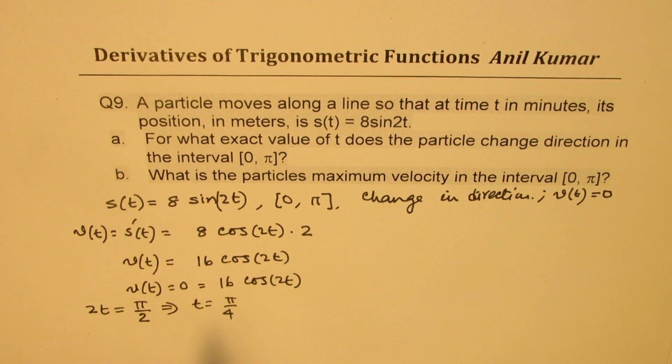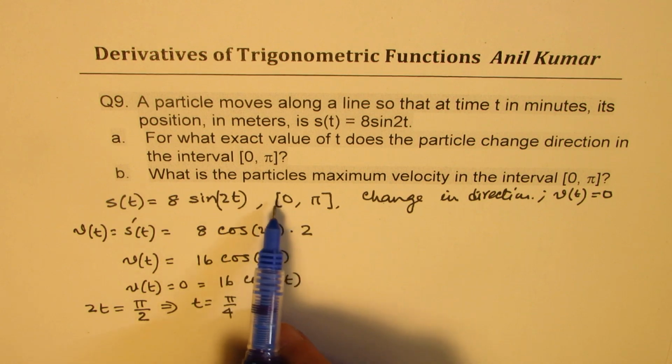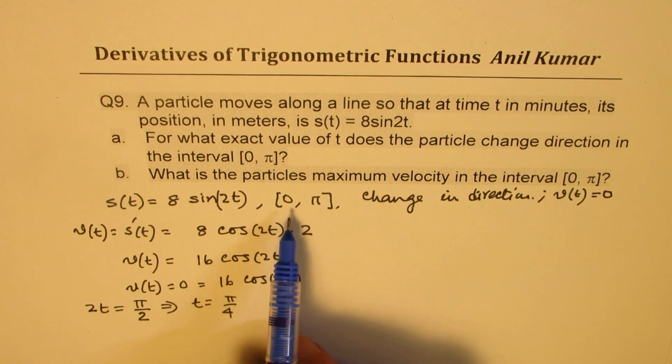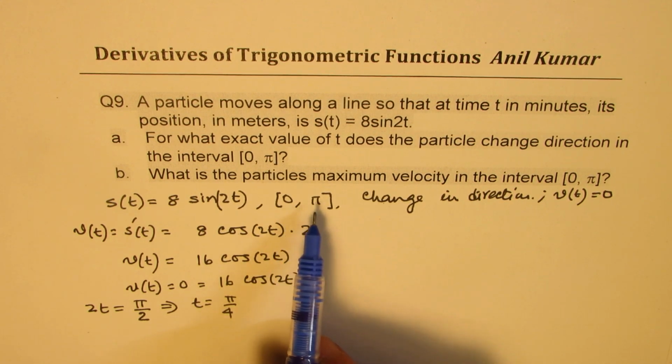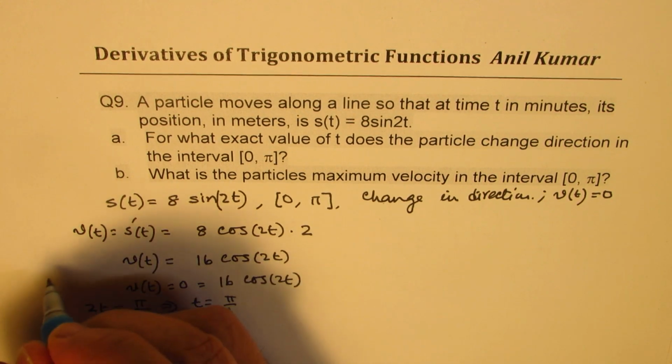So at pi by 4, let's substitute this value. So we know the first answer, which is at pi by 4. Now it's kind of important to understand that this interval is given to us for time, right? So it says change in direction in the interval 0 to pi. Now if you look into the cosine function, let's just extend this a bit.